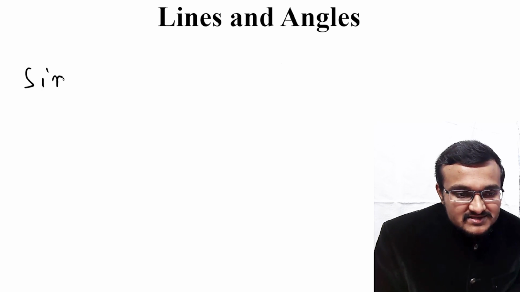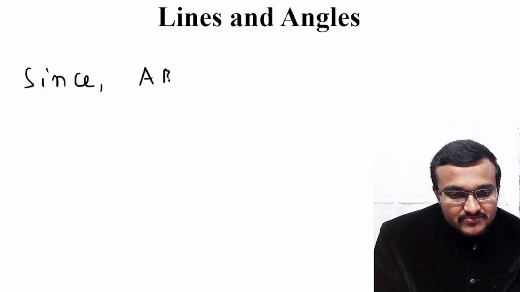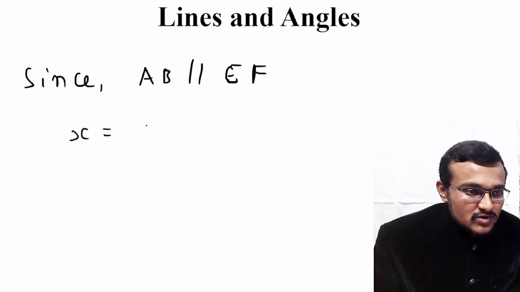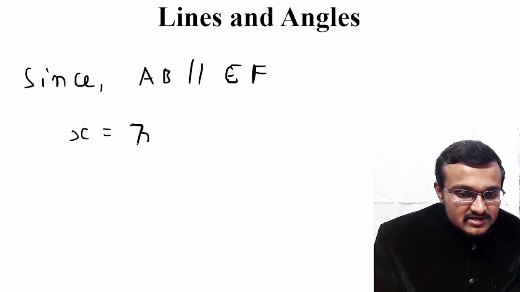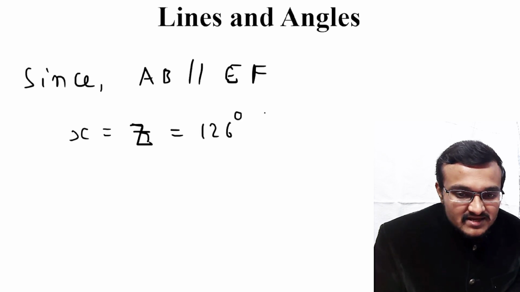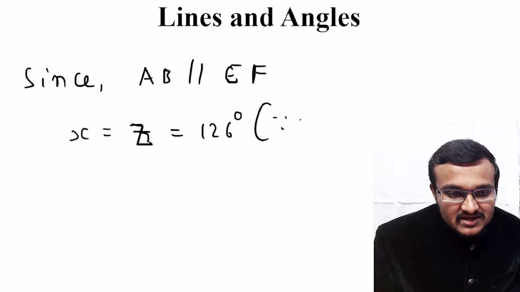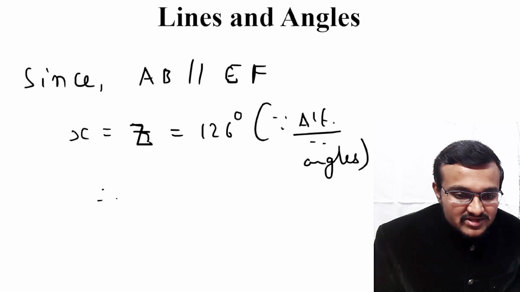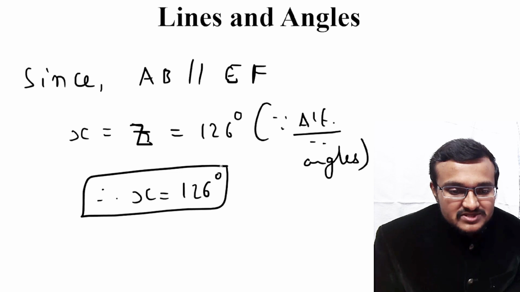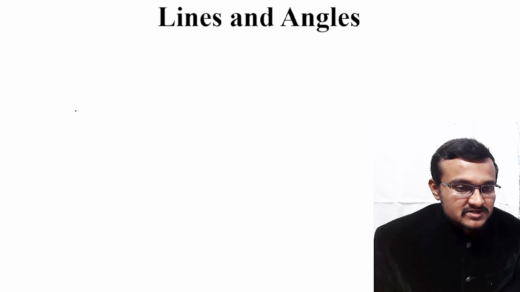So here, since AB is parallel to EF, X is equal to Z. So X is equal to Z, which is equal to 126 degrees. This is because they both are alternate angles. So therefore X is equal to 126 degrees. So this is the answer for the first question.